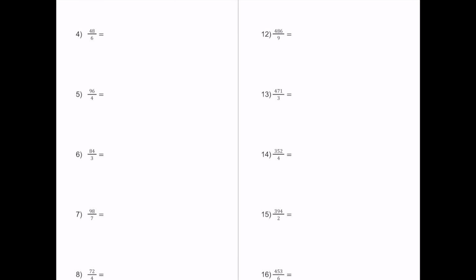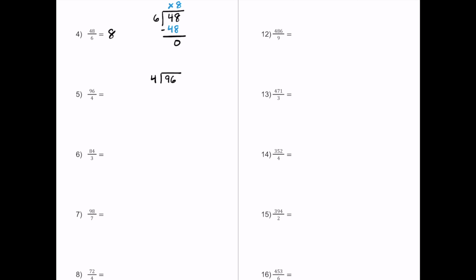For number 4, we have 48 divided by 6. Let's see here, 6 will not fit into 4 because it's bigger, but 6 does fit into 48 8 times. 8 times 6 equals 48. If we subtract to find the remainder, turns out there is none, it's 0. And so our quotient is 8. You might have known that from your division facts or your multiplication facts, but I'm just showing you using the standard algorithm.